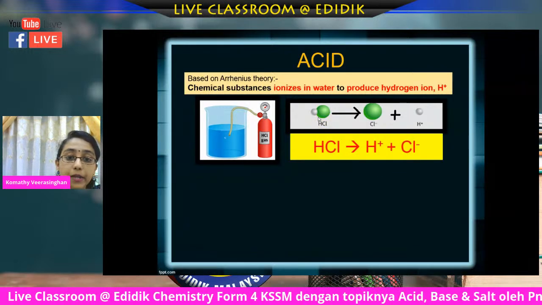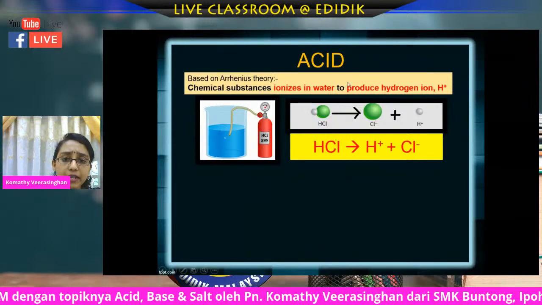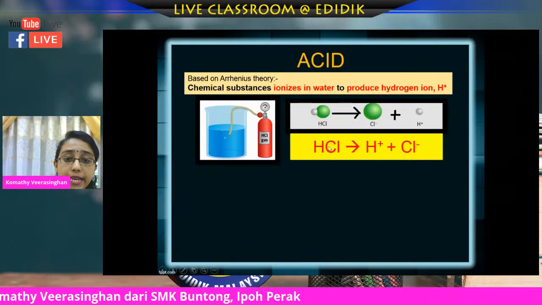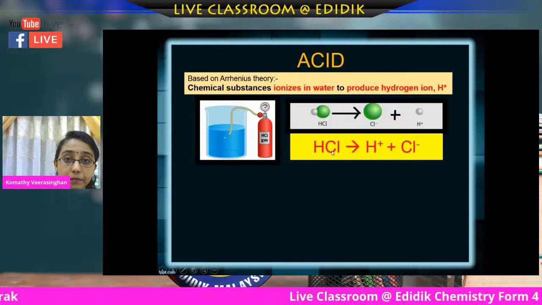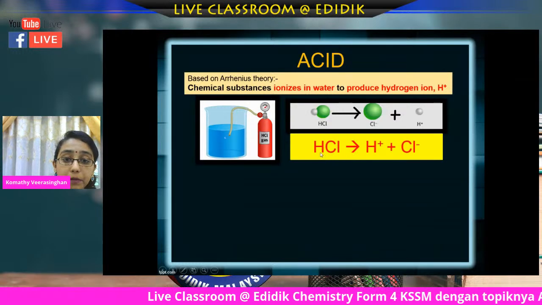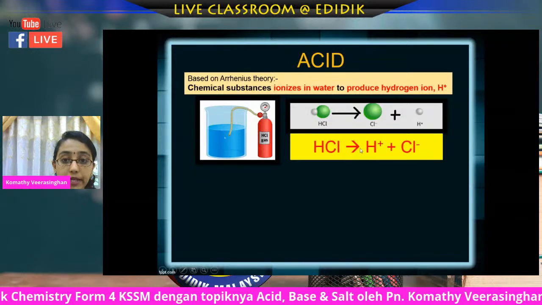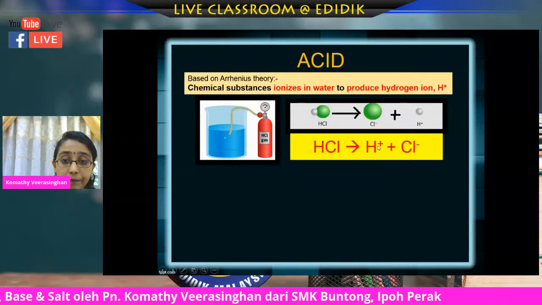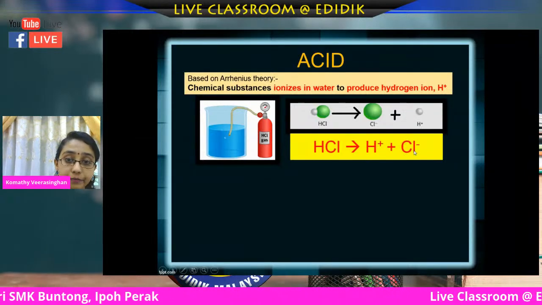Now, as you can see in the yellow box here, this is called the ionization equation. HCl is the chemical formula of hydrogen chloride molecules. When this hydrogen chloride dissolves and ionizes in water, it produces hydrogen ion, which is H+, and chloride ion, which is Cl-.